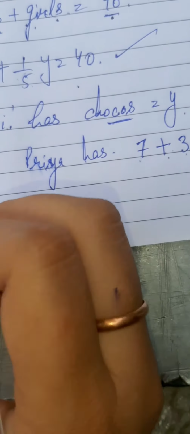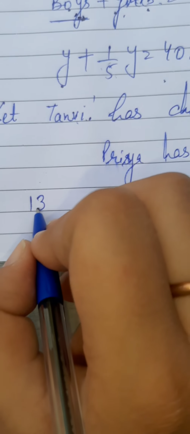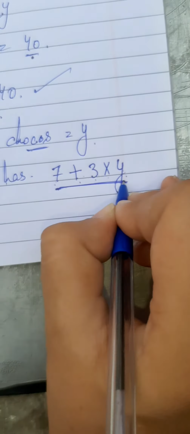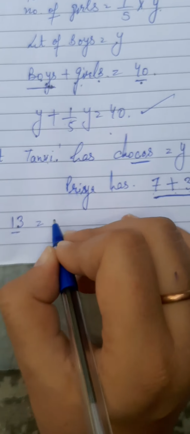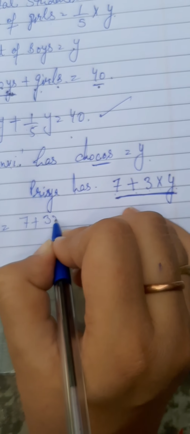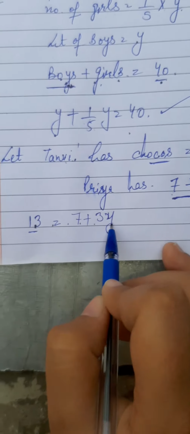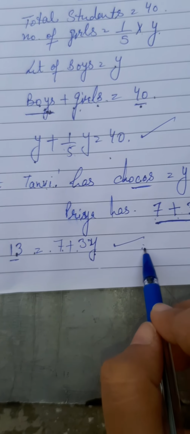Now they are saying Priya has 13 chocolates, so write an equation to denote the number. I was saying Priya has 7 plus 3y chocolates, but they are saying 13. So we will equate them: 13 is equal to 7 plus 3y. This is the required equation.